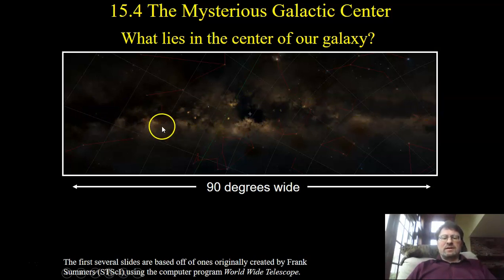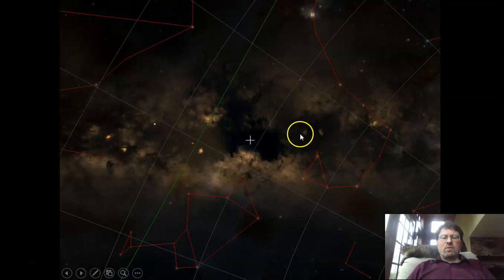You can see that dusty gas lanes prevent us from seeing down towards the very center. If I click once, we can have a little bit closer view. If you look carefully here, you can see what seems to be shaped like a teapot. This is the Sagittarius constellation. And indeed, the center of our galaxy is inside of the Sagittarius constellation.